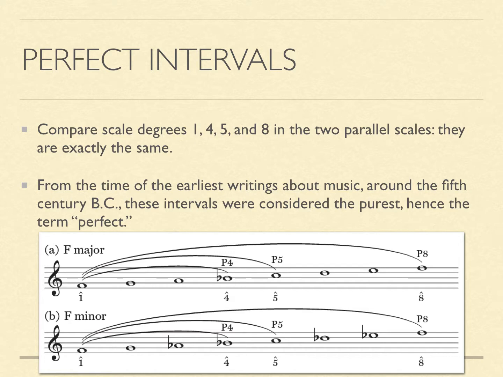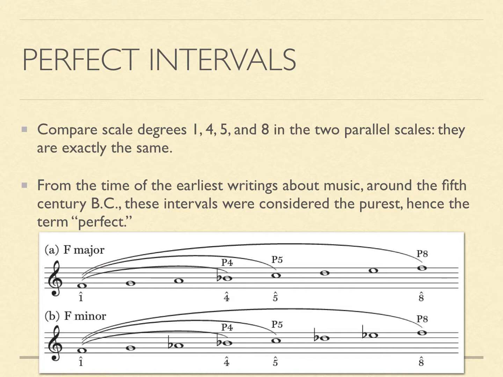The name perfect is sort of a relic of a time when music scales were derived a little bit more mathematically than they are now. The frequencies for the fourth and the fifth and the octave are more mathematically, quote unquote, beautiful. So that's how they got their name. But that's a discussion for another time.